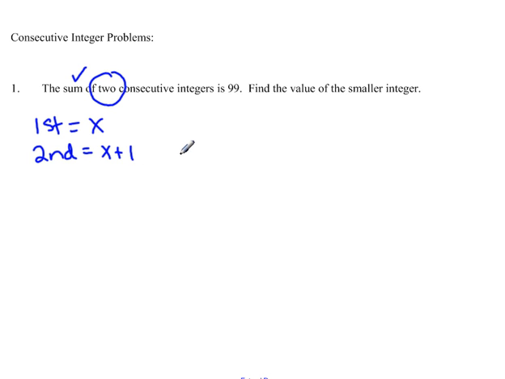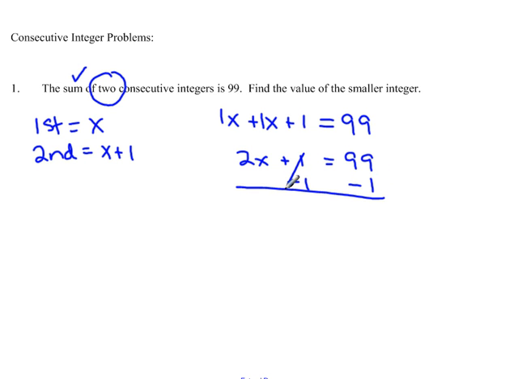Well, I want the sum of them. Well, that means add them together. So x plus x plus 1, those are my two integers, equal 99. There's your equation. Now we just solve it. So collect your like terms. 1x plus 1x is 2x plus 1 equals 99. Get rid of the plus 1 by subtracting 1. So 2x equals 98. And then get rid of the multiplication by dividing by 2, and x equals 49.